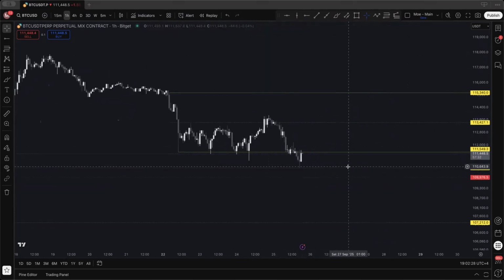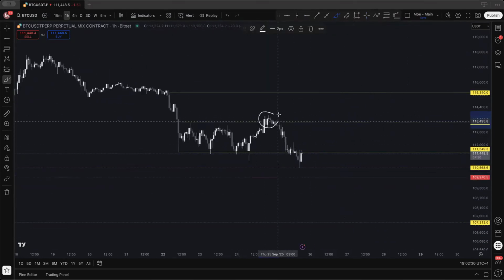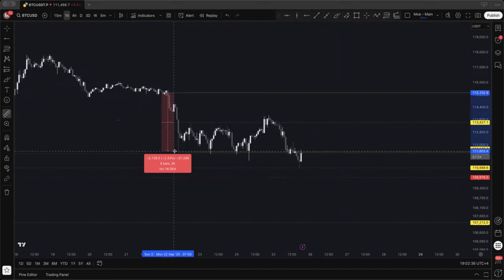So that's the whole point, playing it to the mid of the range, that's literally a 2% move that you get, because this is a 4% move that we got as a drop. So getting a move to the upper side, that's a 2% move.